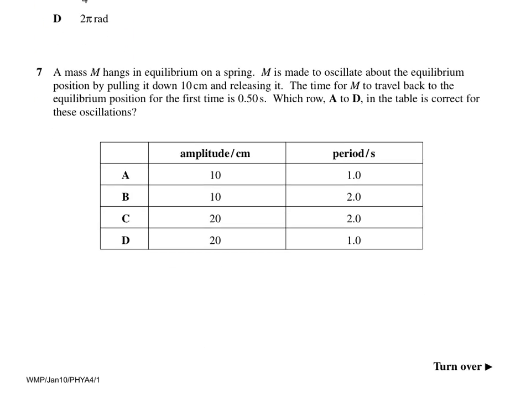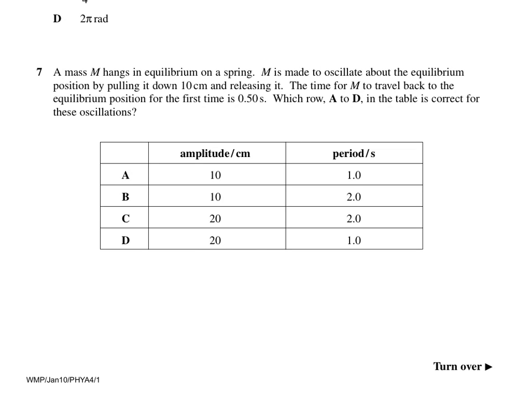A mass hangs in equilibrium on a spring. The mass is made to oscillate about the equilibrium position by pulling it down in its vertical SHM system and releasing it. Time for M to travel back to the equilibrium position for the first time is 0.5 seconds. Which row is correct for these oscillations?